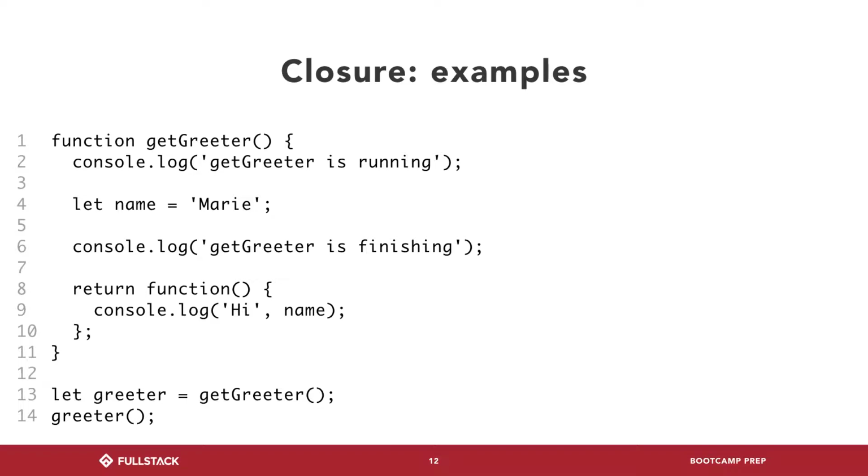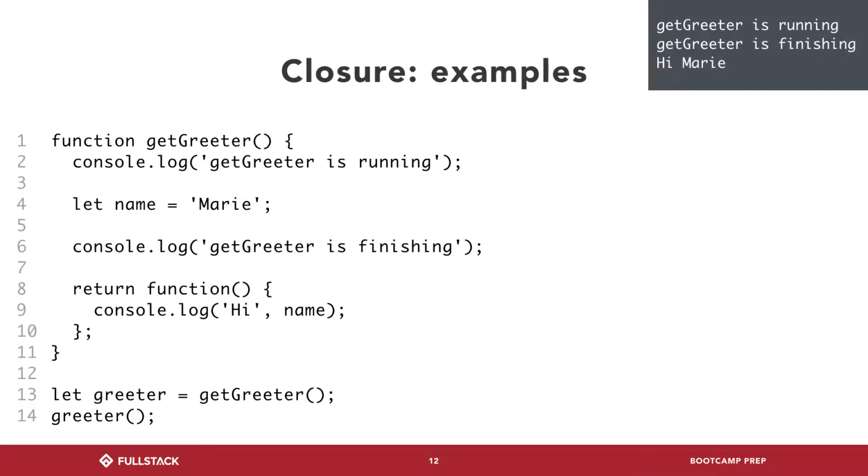Lines 1 through 11 are defining a function. We'll skip it for now because line 13 is where the first action is happening. We've created a variable called greeter, and we're setting it equal to whatever getGreeter returns when we invoke it. This is not getGreeter. This is the return value of getGreeter, because we're invoking it here. So when we invoke getGreeter, what does it return? Well, the first thing it's going to do is console log out this message. So that's what we see here.